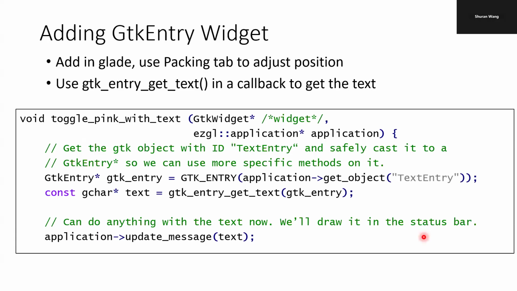And this is just repeating what we did. In Glade, we add the GtkEntry using the packing tab to adjust the relative position inside our graphical user interface. Inside our code, we use gtk_entry_get_text in a callback function to get the text. Everything's clear up to this point?